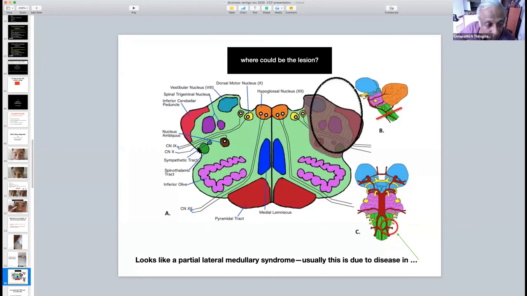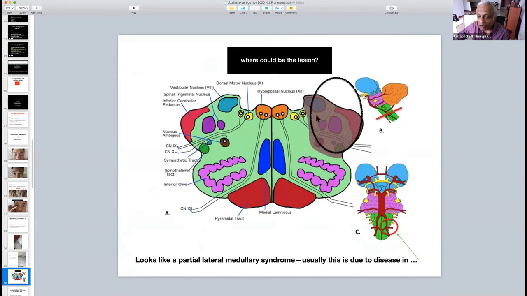Okay, his trigeminal tract of the fifth nerve is affected. Therefore, his corneal reflex is gone. His spinothalamic tract coming from the opposite direction is affected, and therefore his right side spinothalamic sensation is lost. His cerebellar tract on the left side is affected, so he's got mild cerebellar signs on this side.